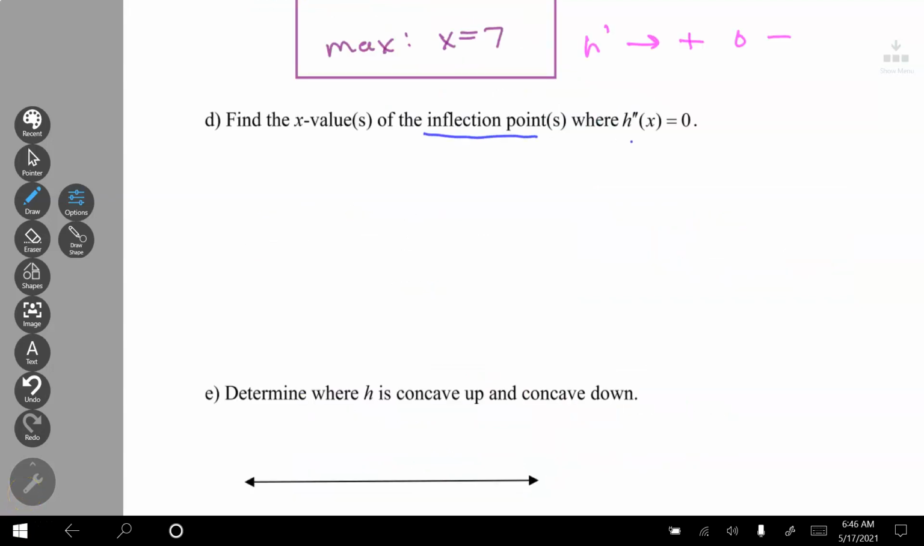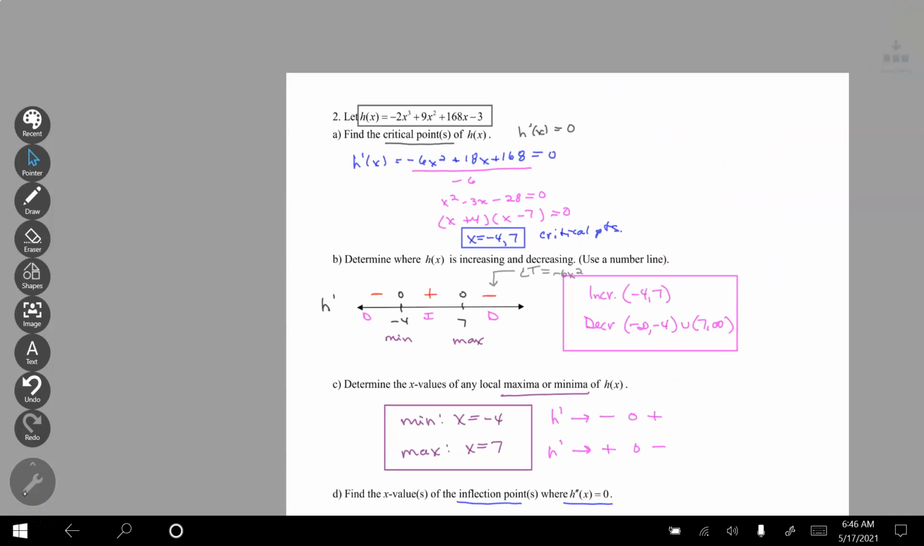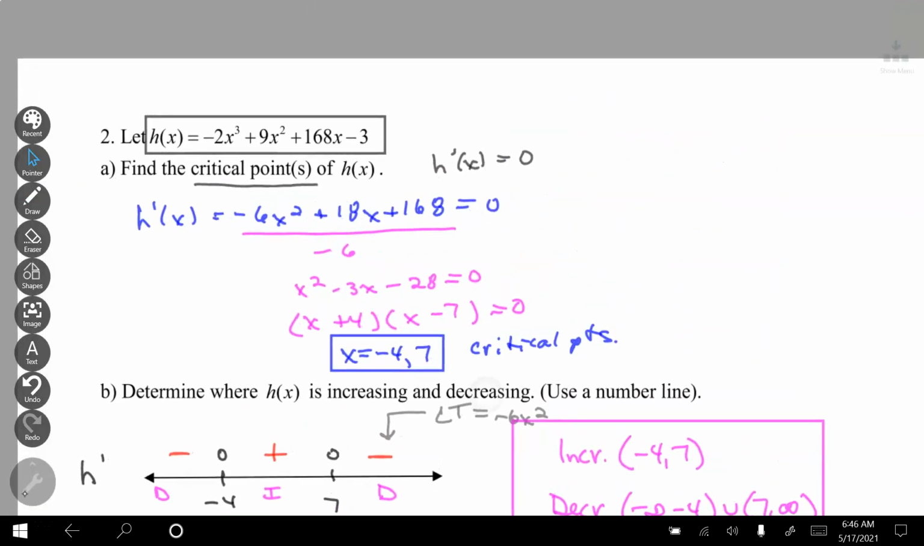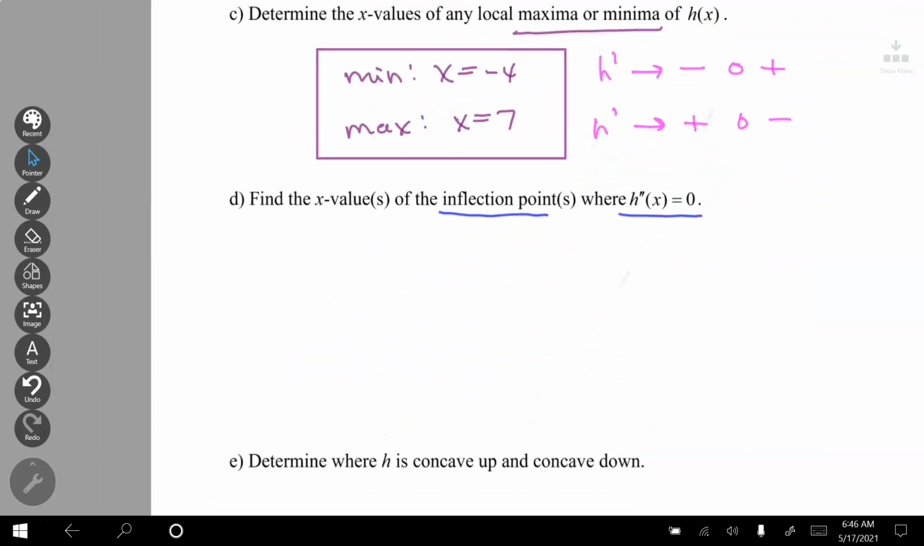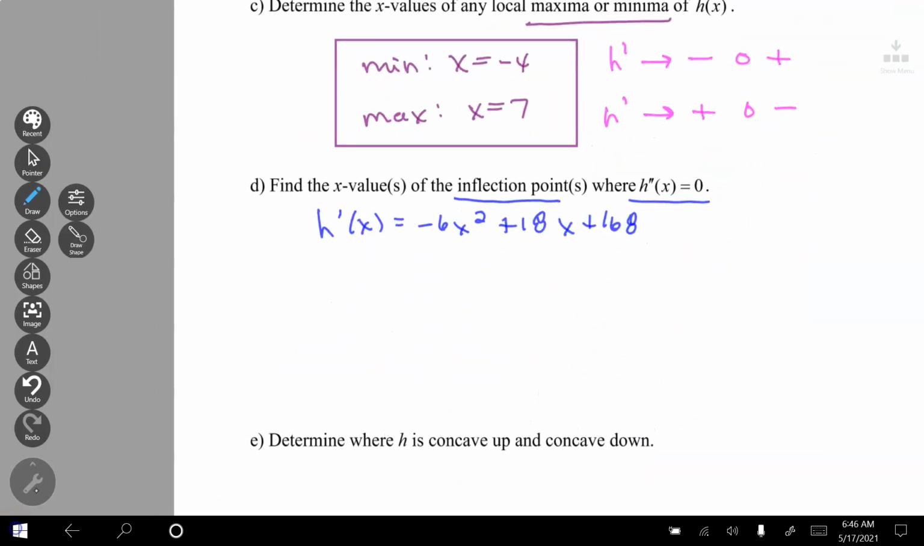So to find the inflection point, I have to do h double prime is equal to 0. That means I have to go back and take my derivative here in blue, not the one I did in pink, that was cleaned up, that was factoring, but the one in blue, because that's really the derivative, and take the second derivative. So here's my derivative. So the second derivative will be negative 12x plus 18. Set that equal to 0. Let's see, subtract the 18, divide by negative 12, clean up my fraction. I get x is equal to 3 over 2.